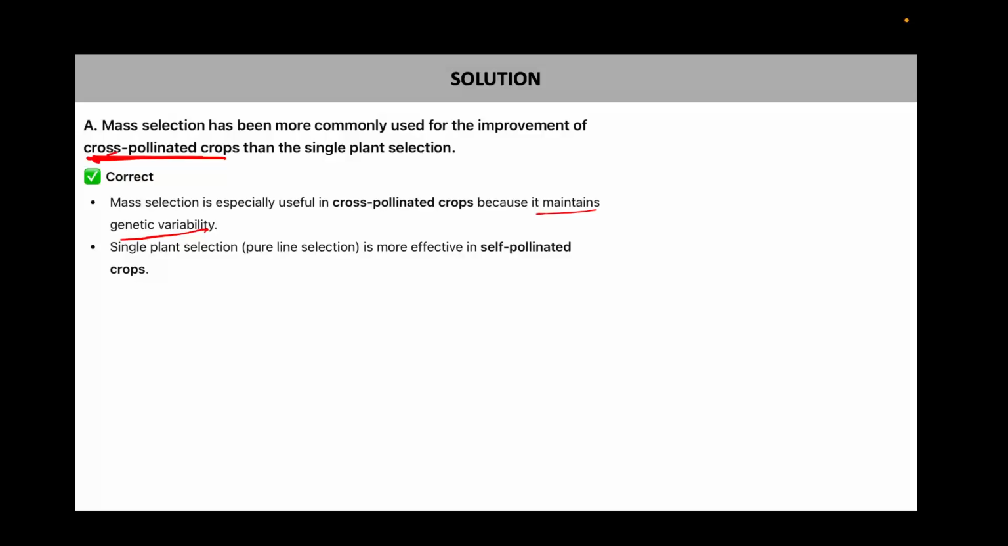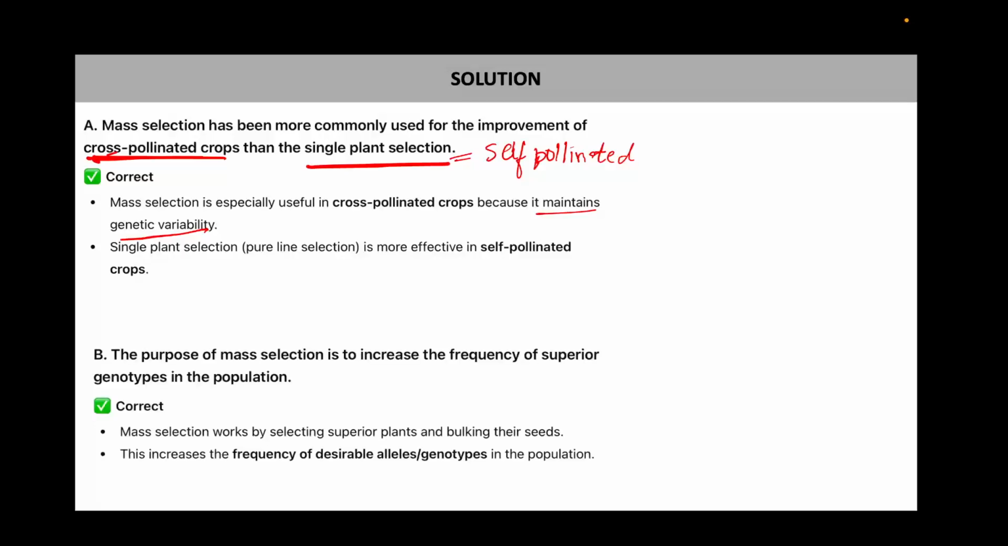Okay. Second one talks about single plant selection. Single plant selection is also called pure line selection. This is basically more effective for self-pollinated crops. I have discussed this before also. So mass selection is more useful for cross-pollinated crops, and for self-pollinated crops, single plant selection or pure line selection is useful. So option A is correct.